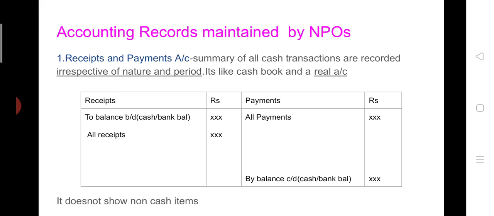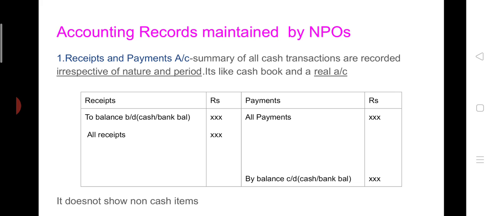Okay, so from that angle it will be very easy, but I am just giving you the concept, what type of items we see in a receipts and payments account. It is exactly like a cash book. It is an example of a real account. It has an opening balance, it has a closing balance also.